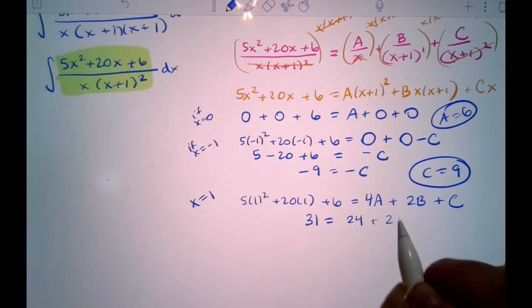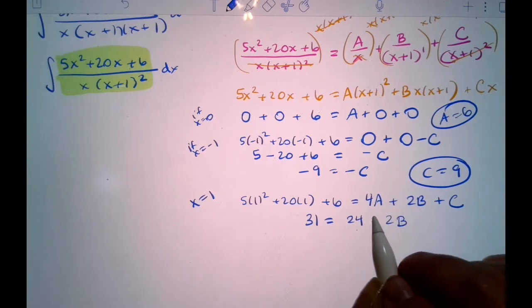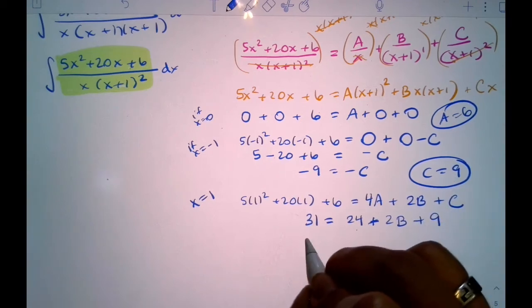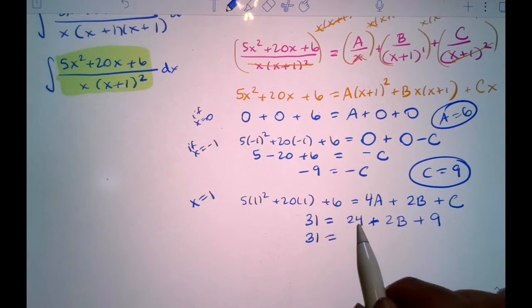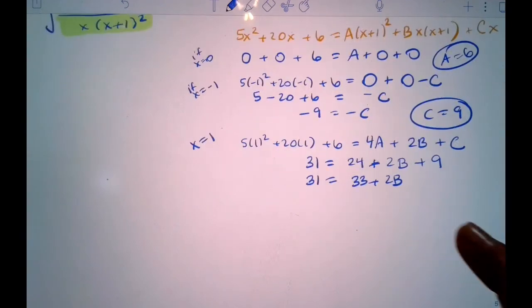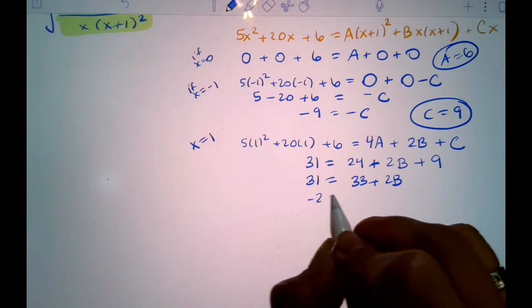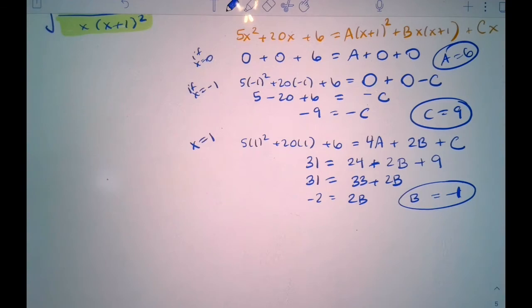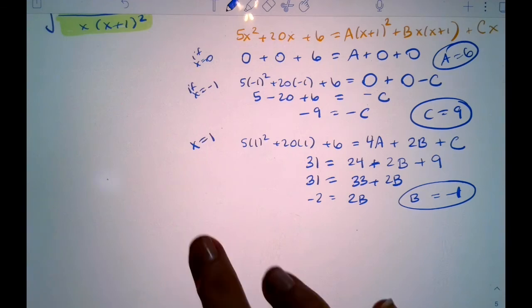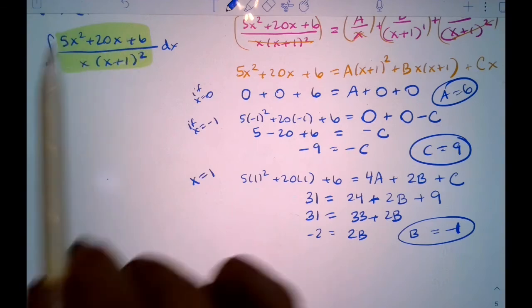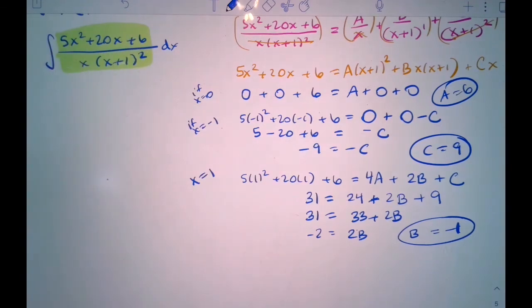I don't know b. That's the whole point, so I have to leave that alone. 2b. That's all I have. And then I already figured out that c was 9. So I have 31 on the left, and 24 plus 9, that's 33. So move the 33 over. Negative 2 equals 2b, so that tells me that b is negative 1. So this is great. I now have a path to getting this integral ironed out for myself. Instead of handling this colossal monstrosity highlighted in green, I can look at smaller itty-bitty pieces.